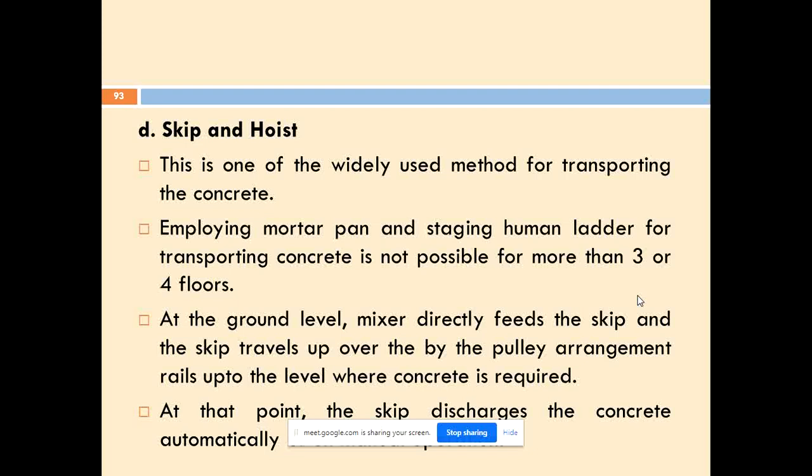The extent of travel indicates the effect of segregation, and also the railing over the rails, whether there is any vibration when the skip is taken through the railings. If there is any vibration, then there will be more chances of the concrete getting segregated. Whereas for multi-story buildings, or where the concrete has to travel vertically, the skip and hoist method is a good method instead of adopting any other technique.